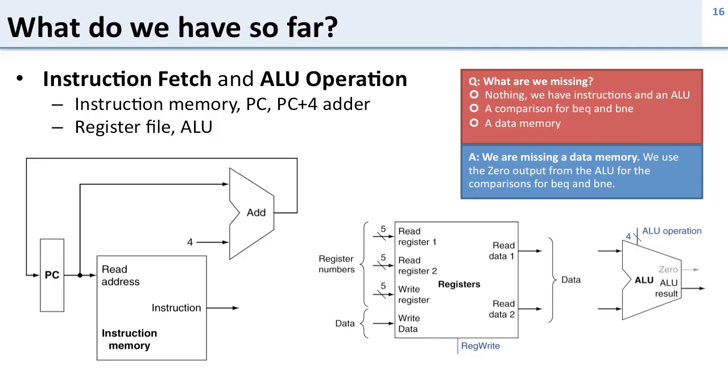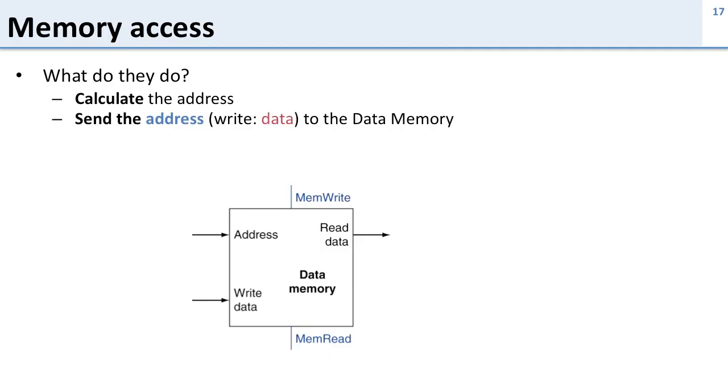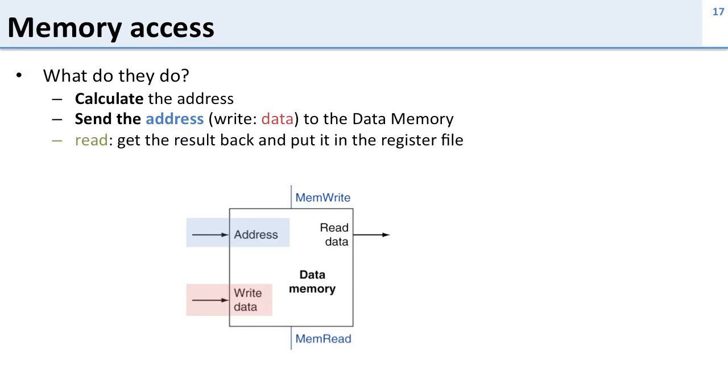We can already do the comparisons for the branch equal and branch not equal by using the ALU and doing a subtraction. But what we don't have here is a way to load and store data from memory. So let's talk about that. Memory access. What do we do in memory access instructions? Well, we need to calculate the address, and we can do that using the ALU. Then we need to send the address to the memory, or if we're doing a write, we need to send the data as well. So our memory has an address input and a write data input. If we're doing a read, we then get results back. So we need a way to get the data out, and here's the data coming out of the memory.